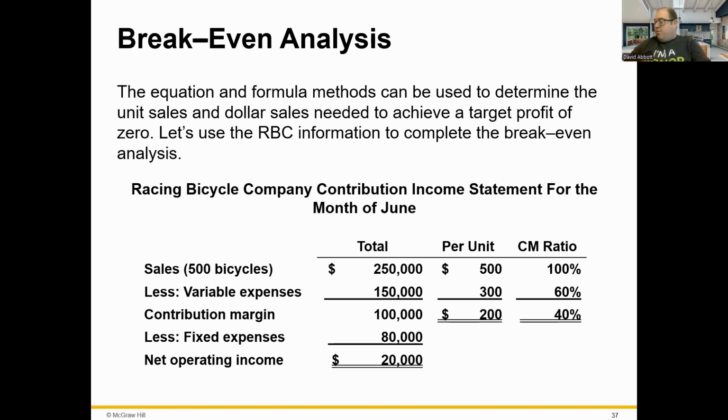So the equation and formula methods can be used to determine the unit sales and the dollar sales that are needed to achieve a target profit of 0. And so again, if we look at our example for RBC, we see that in order to do that, they have to sell at least 400 bikes.